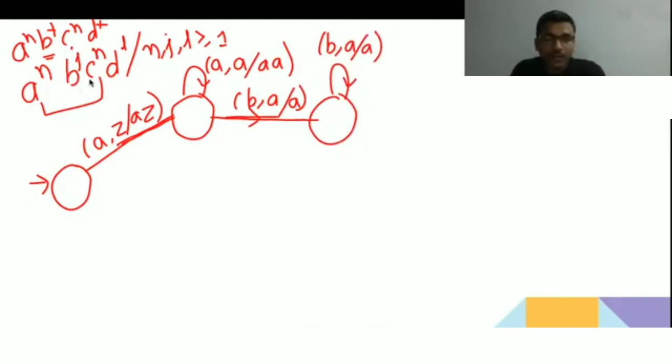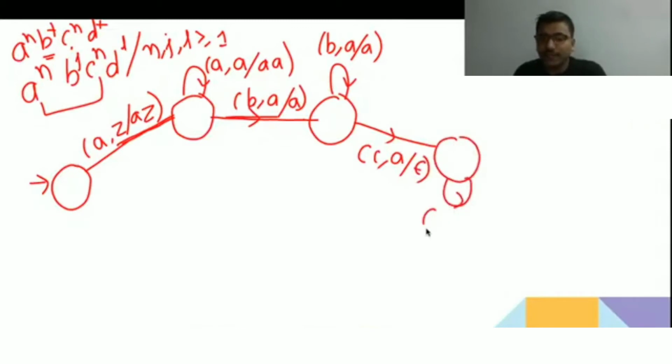Now you will get c. When you get c, the top of the stack will have a because that number should be equal. If you give a correct input, then when you get c, the stack will definitely have a. You have to just pop it. So again, if you get any number of c, the stack will have a, pop. Then you will get d.